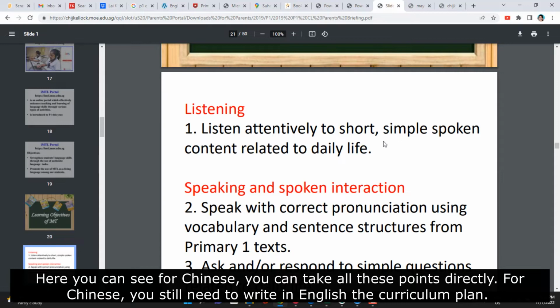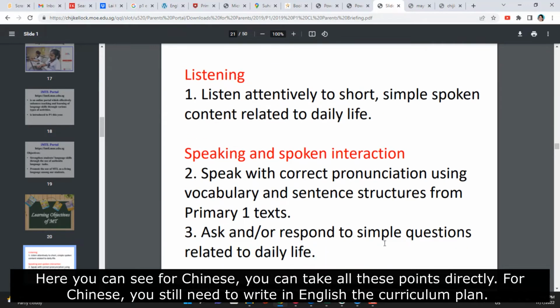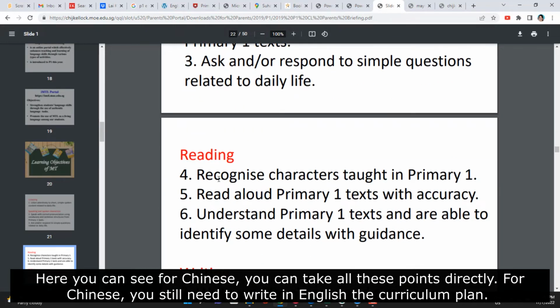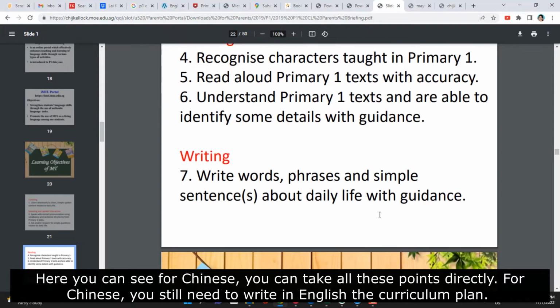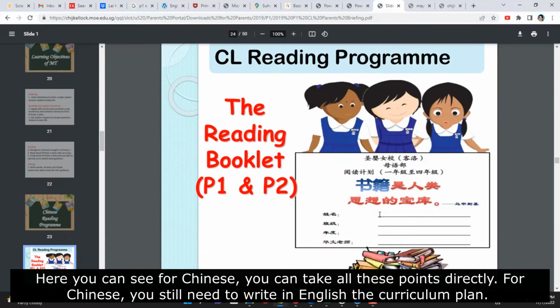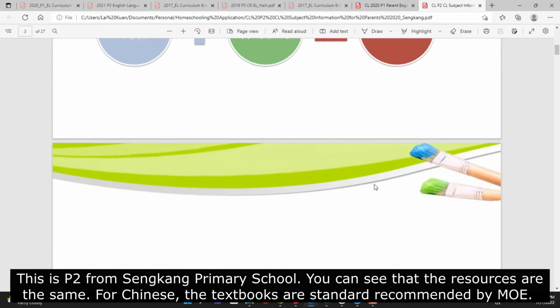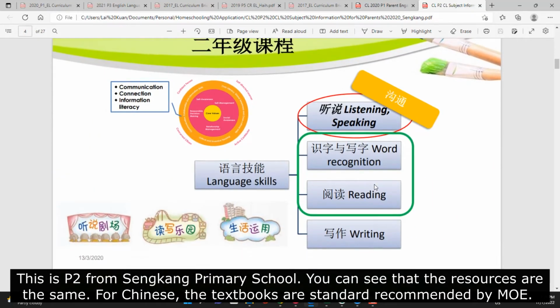So you can see here for Chinese, you can straight away take all these points, because even for mother tongue, the curriculum plan has to be prepared in English. So definitely you can use this straight away and leave this for your primary one. So this is the primary two. This is, I believe, Sengkang Primary School.